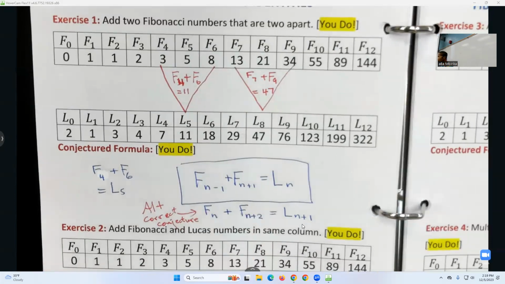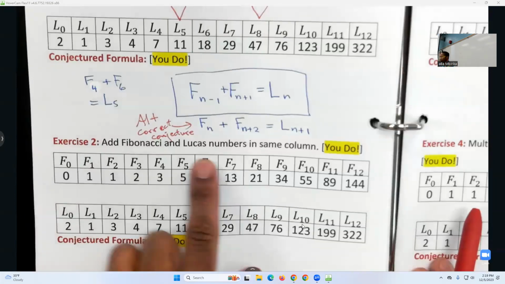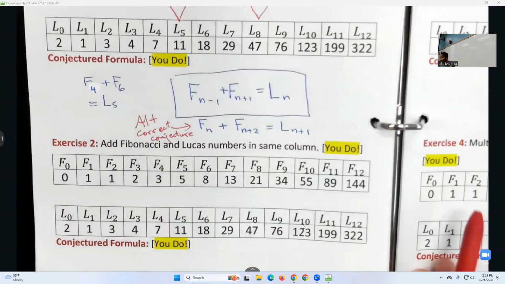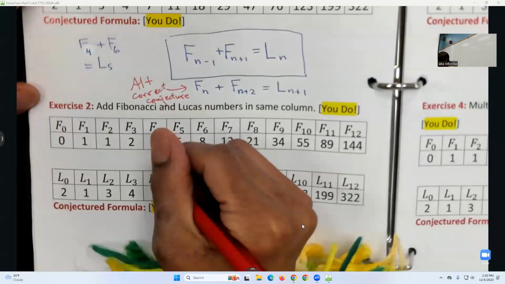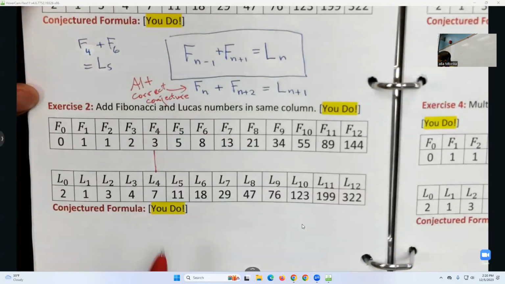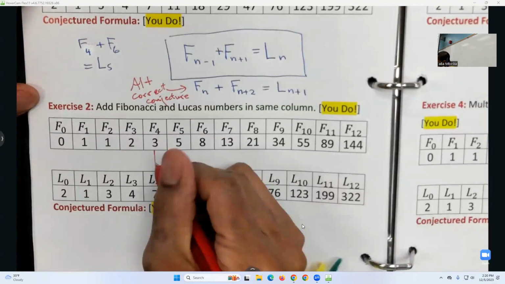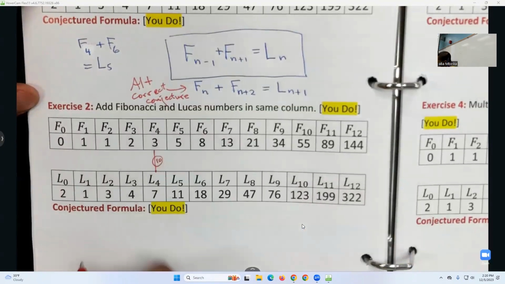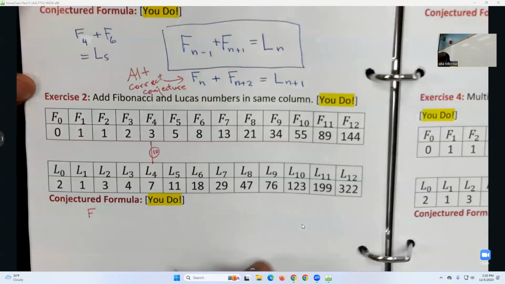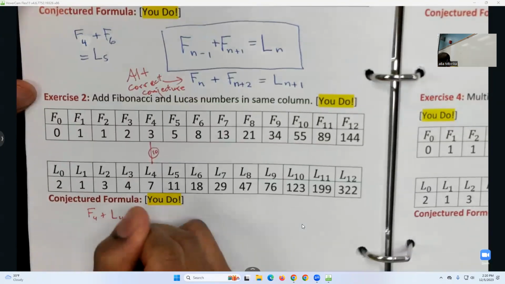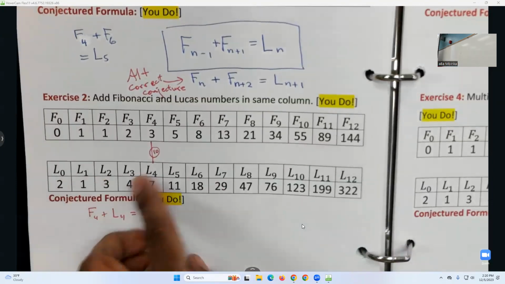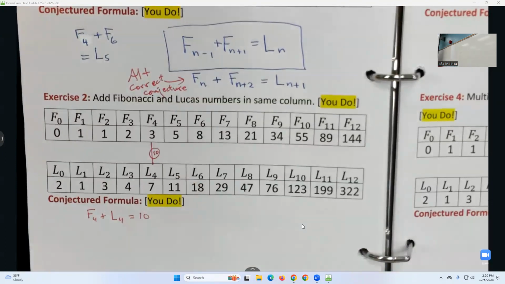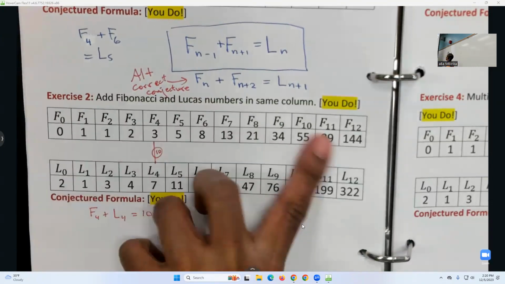Okay, let's add a Fibonacci and Lucas number that are in the same column. So meaning they have the same subscript, basically. So we add F4 and L4, we get 10. So we have F4 plus L4 equals 10. Now we won't see a 10 in the bottom row. Why? Because 5 doesn't divide any single Lucas number forever and ever. So our only candidate is up here, and there's no 10s.